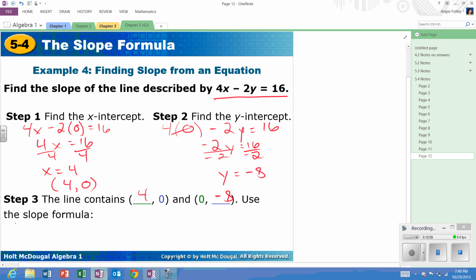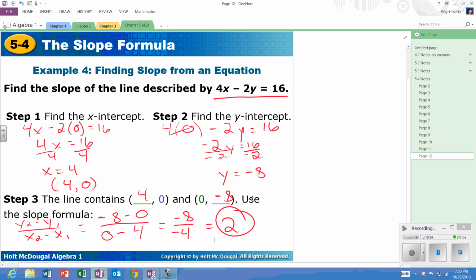So slope formula is y2 minus y1 over x2 minus x1. I'm going to use the 0, negative 8 as my x2, y2. So negative 8 minus 0 divided by 0 minus 4. That comes out to negative 8 over negative 4. Negatives cancel, and I'm just left with 2. So this line has a slope of 2.